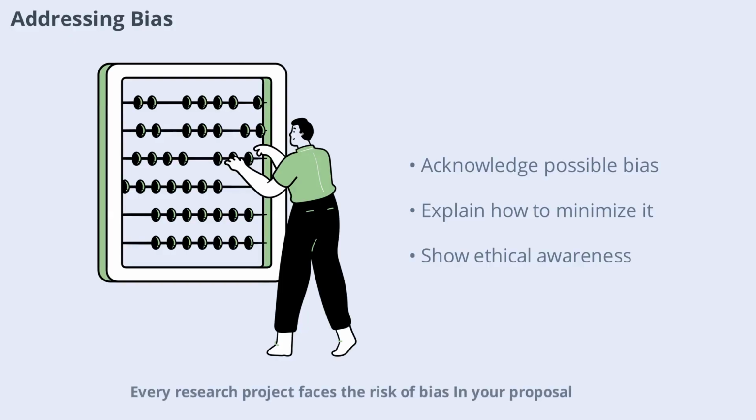Every research project faces the risk of bias. In your proposal, explain how you'll minimize bias and ensure credibility. Will you use random sampling, blind procedures, or reflexivity? Being upfront about potential biases and your strategies to address them shows you're a thoughtful and ethical researcher. This builds trust with your audience and strengthens your proposal.